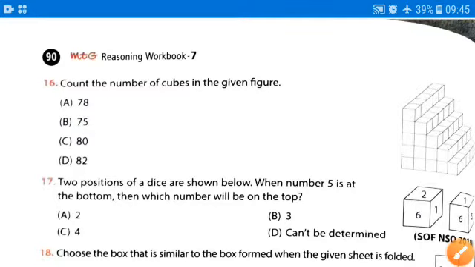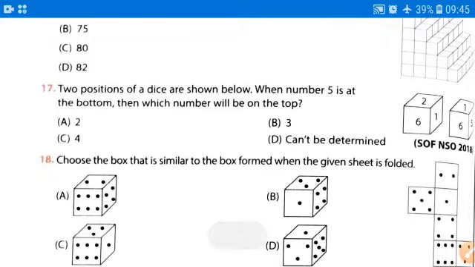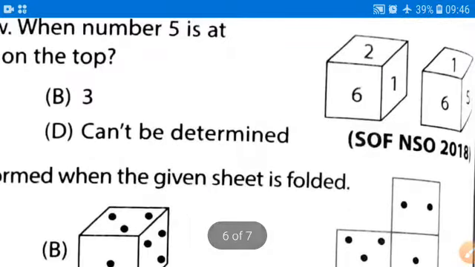Now moving further to the next question, that is question number 17. Two positions of a dice are shown below. When number 5 is at the bottom, then which number will be at the top? So these are the two positions.